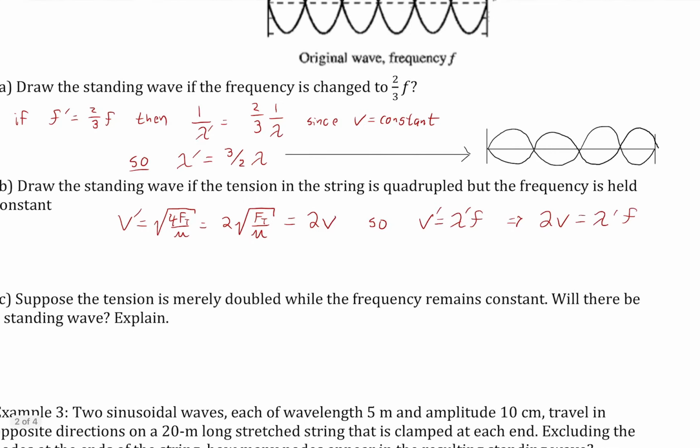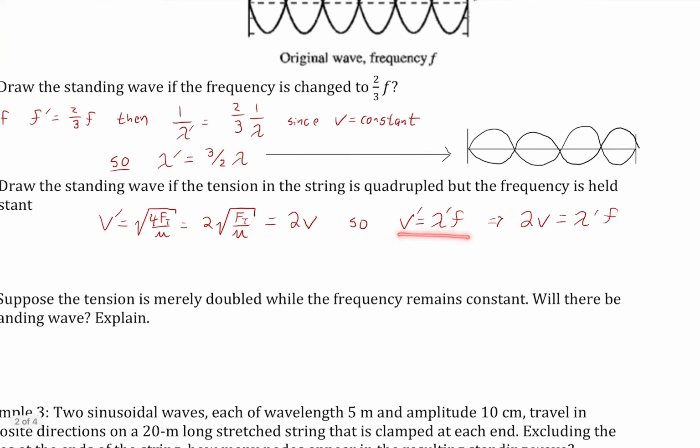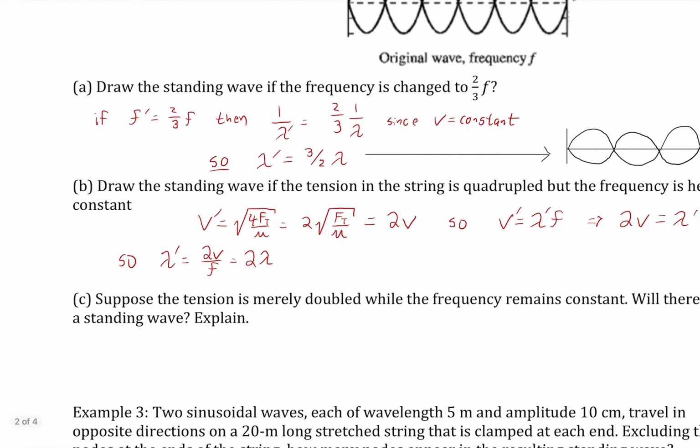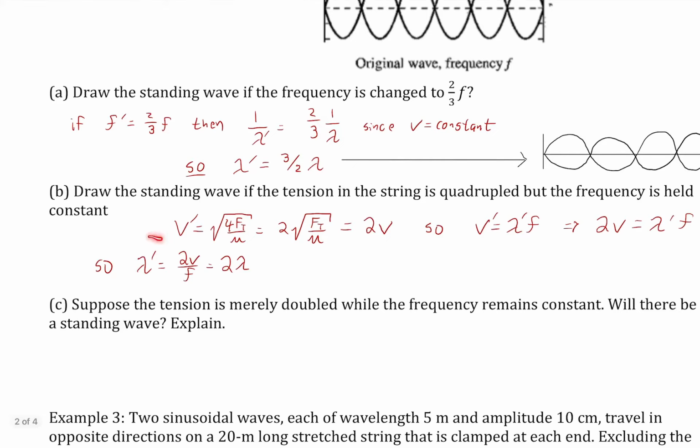Okay? So that means that if we go back to the definition of wave velocity being wavelength times frequency, then we're going to have the new velocity equals a new wavelength times the original frequency, because we're told the frequency was held constant. Then we're going to replace the new velocity with twice the original velocity because of the relationship that we showed in the previous line, which then allows us to solve for the new wavelength and find out that it's twice as long as the original wavelength. So increasing the tension, in this case, quadrupling it, doubles the wavelength.